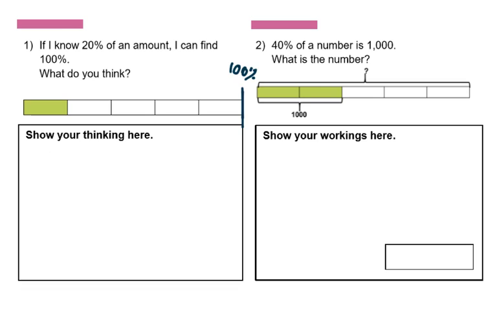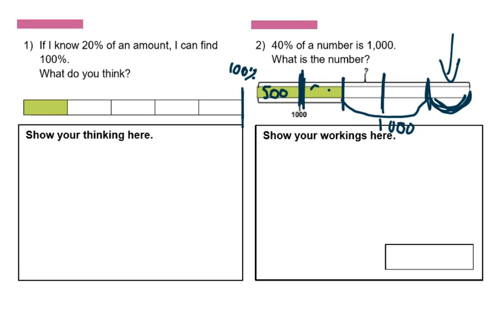Let's look at this next example. 40% of a number is 1,000. What is the number? Now that's a bit trickier because that means that will also be 1,000, but I'm left with one section on its own. That can't be 1,000. That means I've got to work out 20% of each one to work out this last section here. So if 2 of the sections are 1,000, one of the sections must be half of that, which means each section must be worth 500.